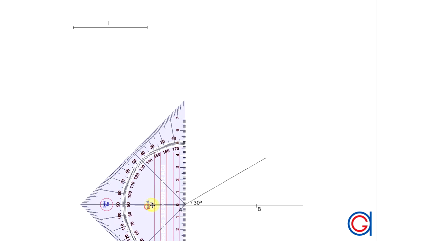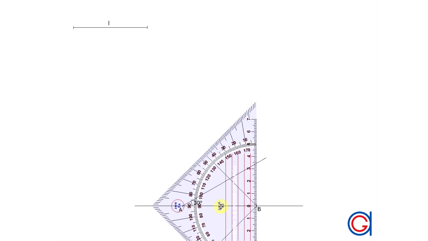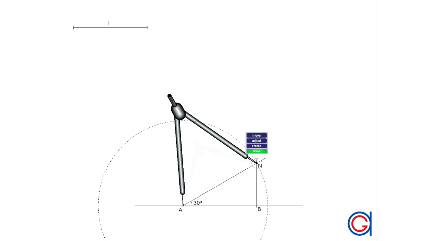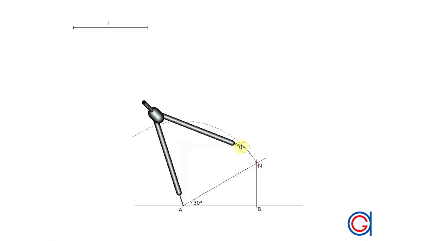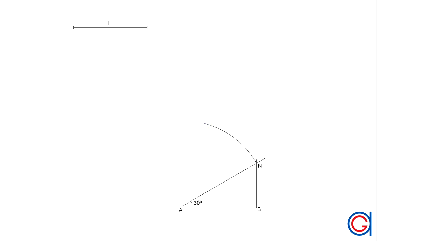So to continue, we draw a perpendicular line from the point B, which will intersect our previously drawn 30 degree line at a point N, as can be seen here in the video. So the next step is setting our compass to the length AN. We scribe an arc to the left, as can be seen here.